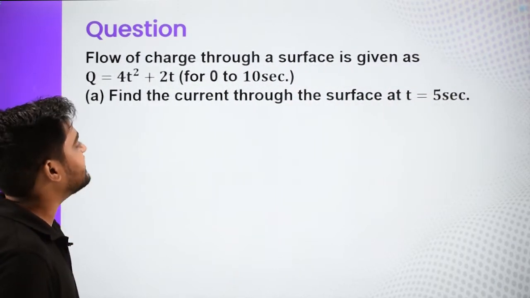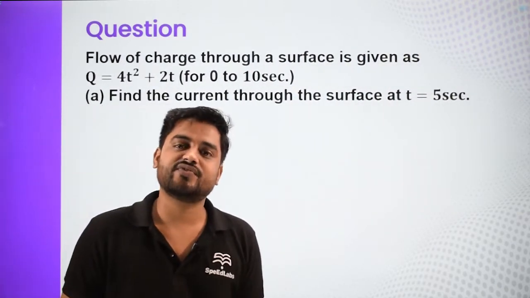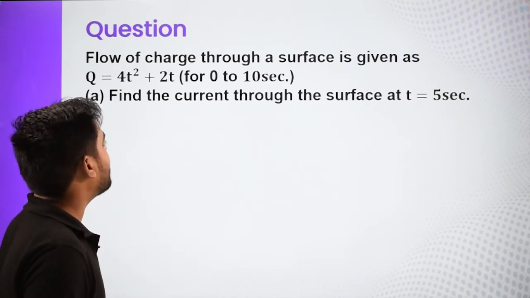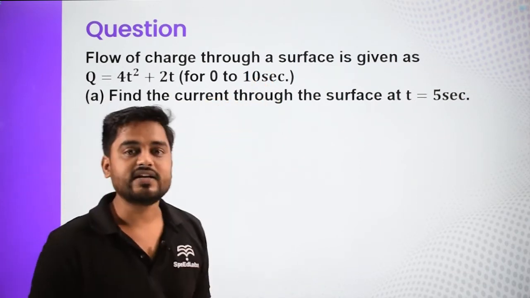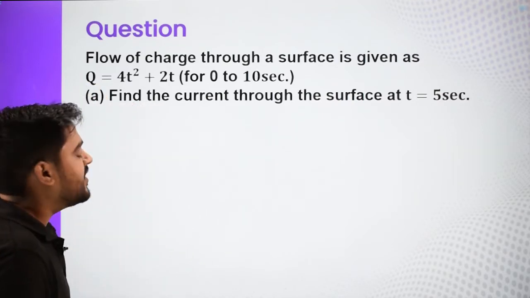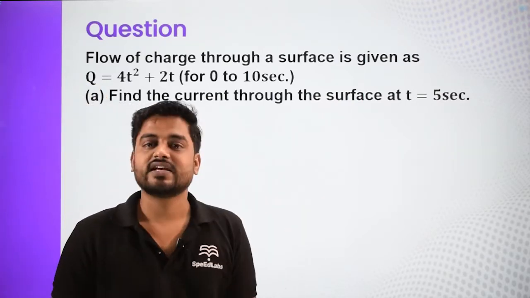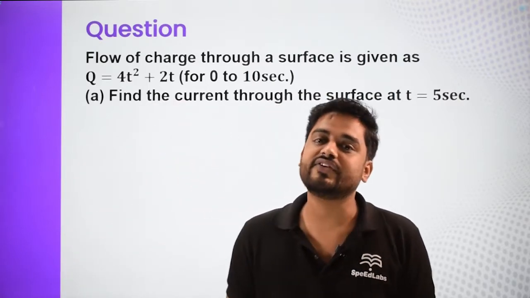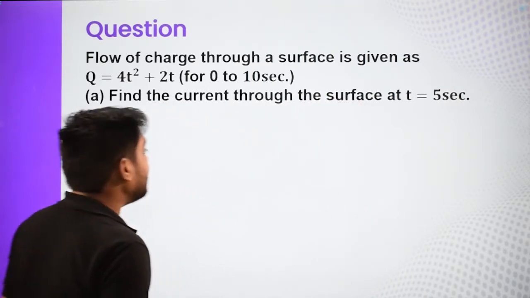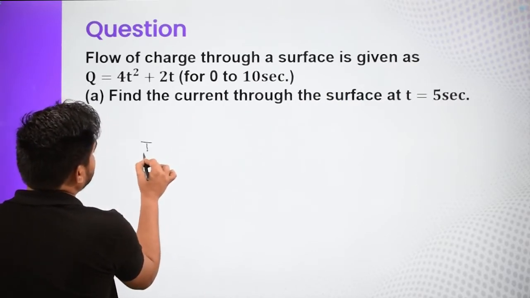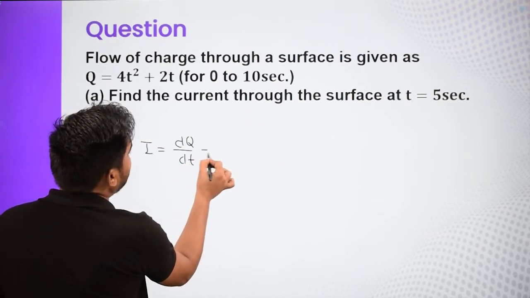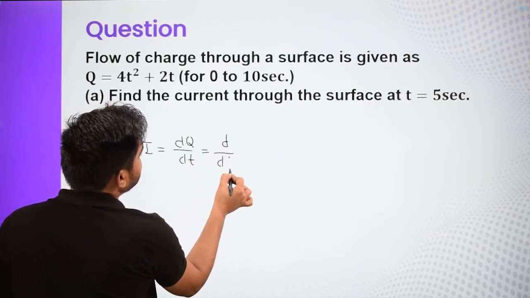Now, next, let us have a look at this question. This question says that the flow of charge through a surface is given by the expression q is equal to 4t square plus 2t, defined for 0 to 2 seconds. We need to get the current through the surface at t is equal to 5. Whenever they say at t is equal to 5, it means we have to get the instantaneous current. So I is nothing but dq by dt, the differentiation of q.